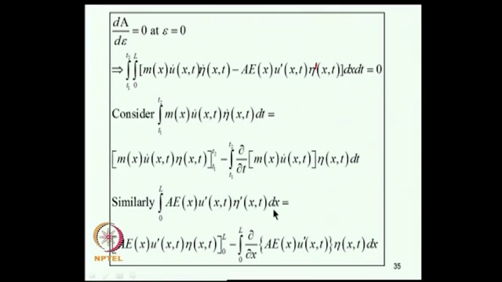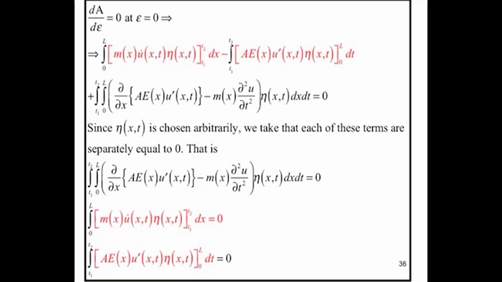Again, now this integration is with respect to x. So, again I do integration by parts. So, I get this as the first term and this as the second term. Now, if we put back all these terms into the original equation, I get this as the equation, and this must be equal to 0. So, this we have already seen, this is 0 because eta is 0 at t equal to t1 and t equal to t2. So, that is guaranteed.